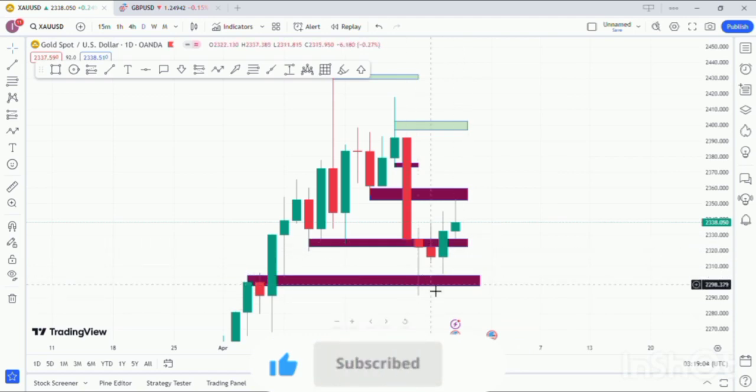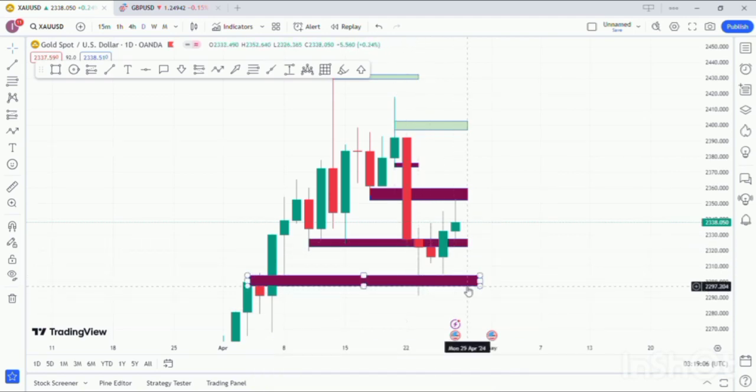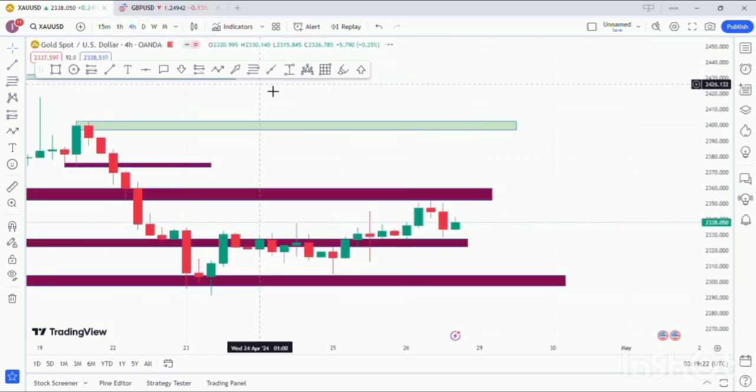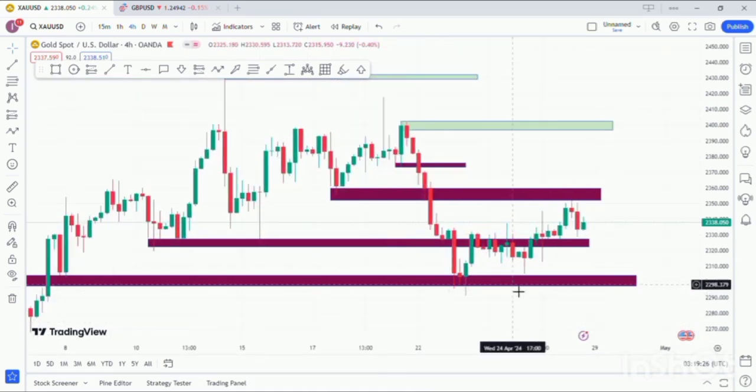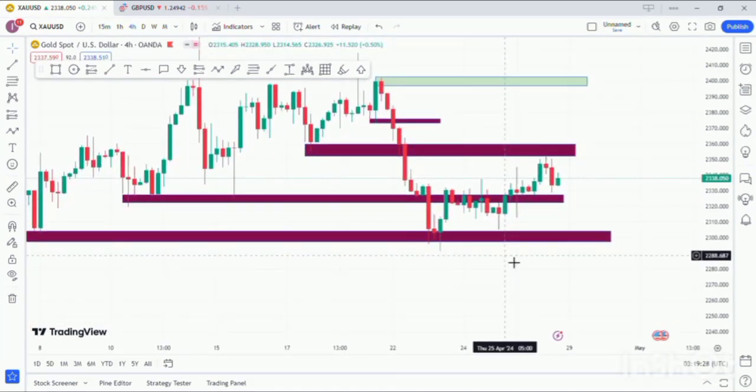As you can see right here, price broke out of this resistance zone before continuing upward. You can also see that from this previous resistance zone, price also retested the zone before continuing downward. So I'm just going to zoom in on the 4 hours time frame so we can see this retest and this breakout clearly. So guys, this is the 4 hours time frame on XAUUSD.